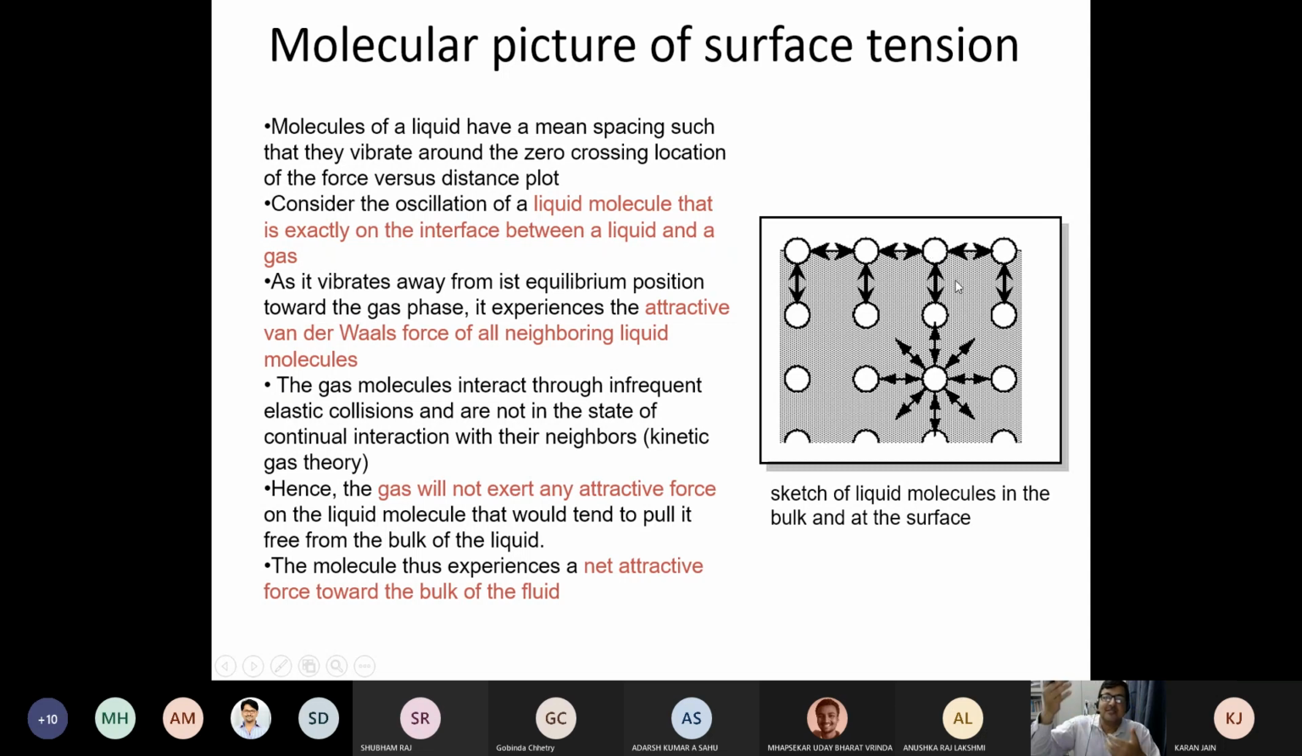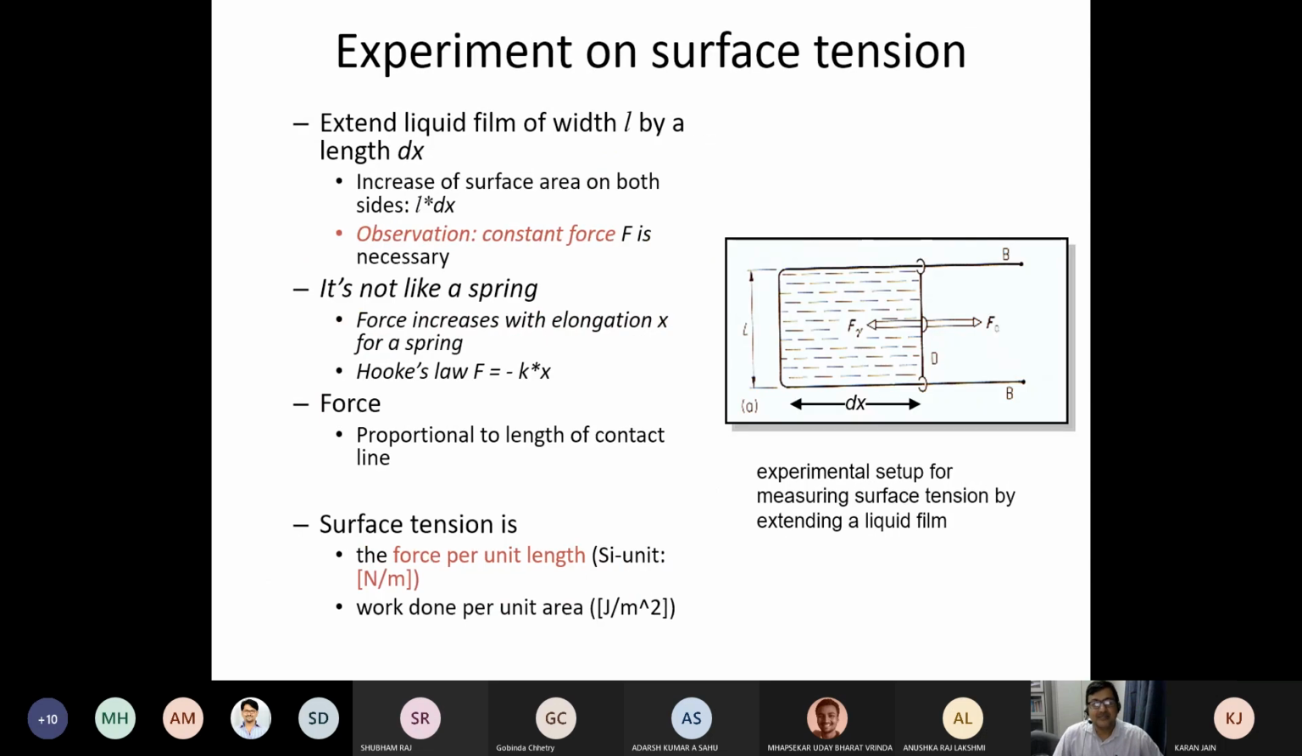Because of this unsatisfied bond, any material that you put in, there can be a release of energy, either through bond formation or through physical association. And whatever energy is released because of the material that has been put, that is called the adhesive energy. If it is a different material, then it is adhesive energy. If it is the same material, that is called the cohesive energy.